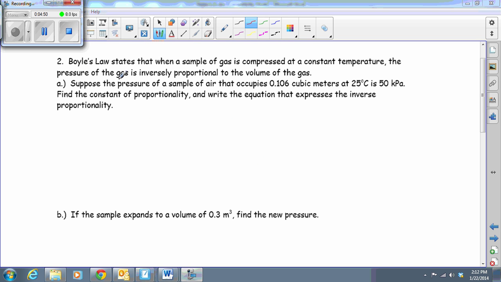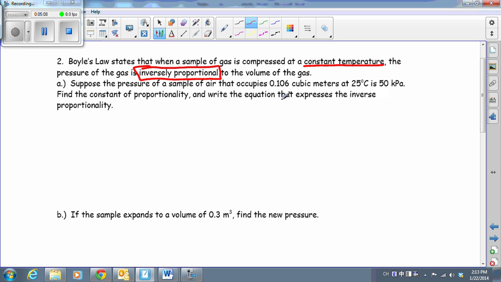Let's look at problem number 2. I will save the time to give you time to read. In the meantime, I will go ahead and highlight very important information, such as inversely proportional. That's important information. What is inversely proportional? We have constant temperature also, that is important. The pressure of the gas is inversely proportional to the volume.